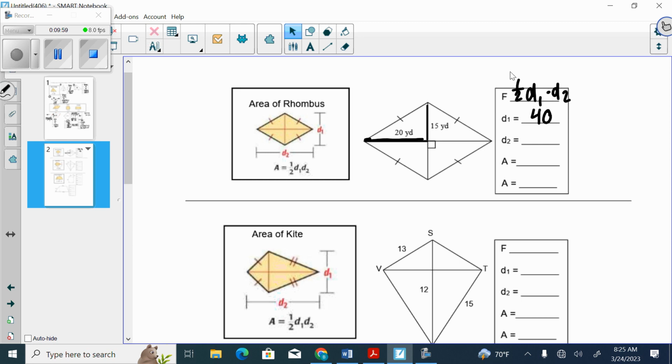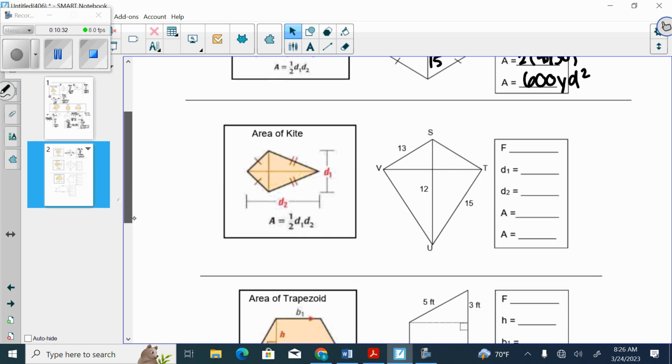What's diagonal 2? 30. So it would be 1/2 40 times 30. Well, what's 1/2 times 40? 20. And what's 20 times 30? Good. So 600 yards squared is our area there. Remember, guys, that a diagonal goes from vertex to vertex. And because it's a rhombus, we know that the diagonals are bisected, so we know they're equal in size.